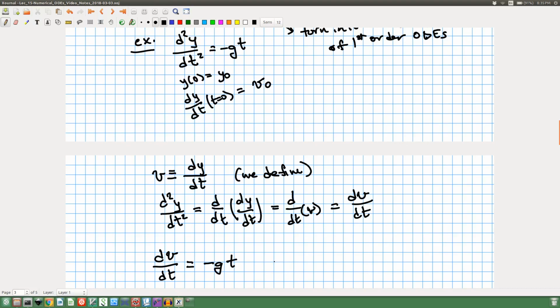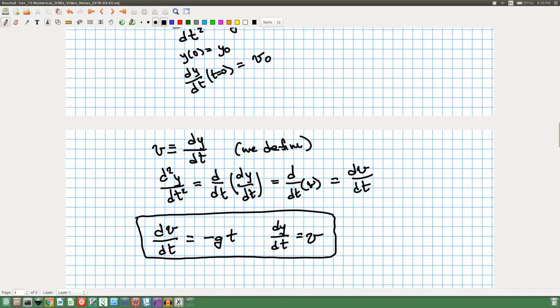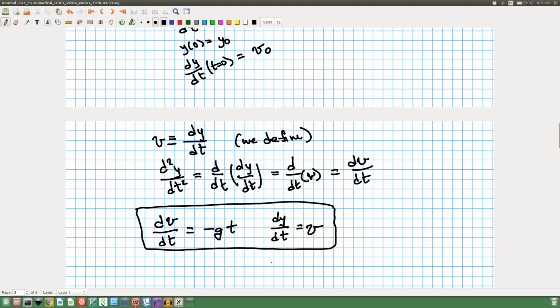That's one equation. And I have another equation that says dy/dt equals v. That's two equations. I just turned a second order equation into two first order equations. Okay? And then I can use the initial conditions. I know that y at 0 is equal to y0. And I know over here that dy/dt, which is equal to v, at 0 is equal to v0. So there I also have the initial conditions that go with it.